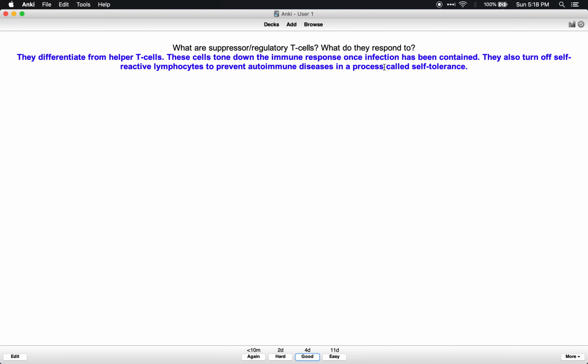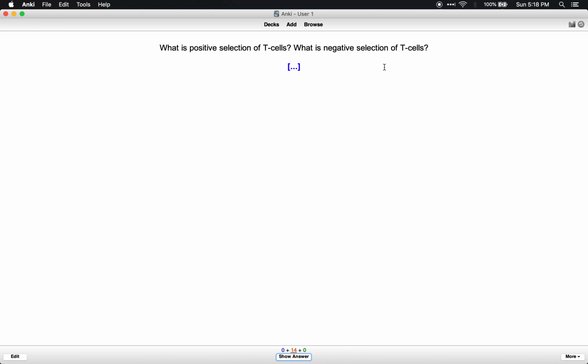Suppressor and regulatory T cells. They differentiate from helper T cells, and these cells tone down the immune response once infection begins. They also turn off self-reactive lymphocytes to prevent autoimmune disease in a process called self-tolerance. Positive selection is used, allowing the T cells to mature when they can react with foreign pathogens, and negative selection is killing T cells that are reactive with self-antigens.